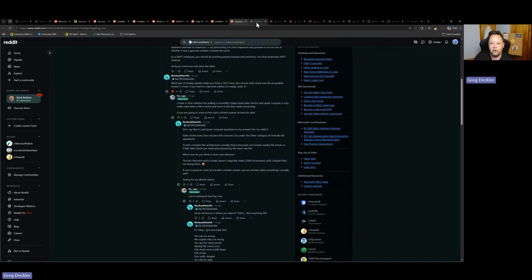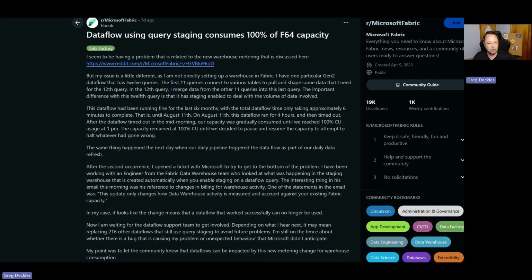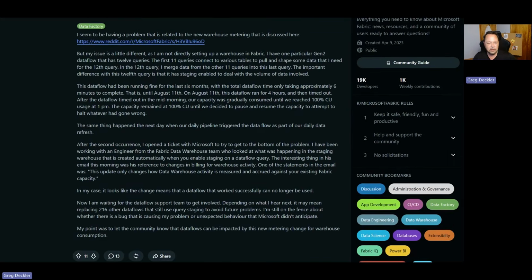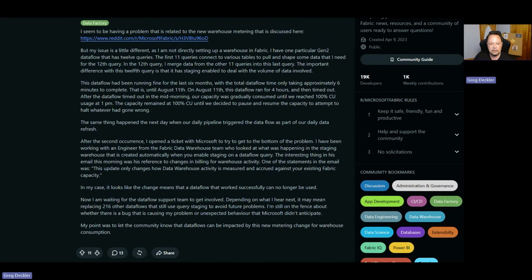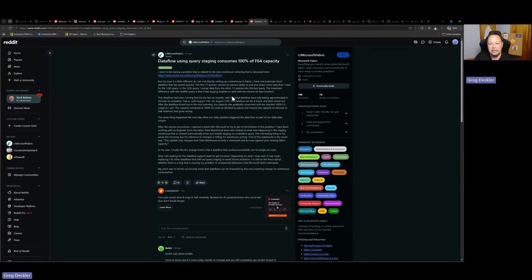Craziness. Dataflow using query staging consumes 100% of F64 capacity. So this is something that just started happening apparently August 11th or 12th or something like that. It was running fine in like 6 minutes, and then all of a sudden on August 11th, it runs for 4 hours and then times out, consumed 100% of their CUs, right? So they're just throttled and all that stuff. So yeah, do not use dataflows. So again, don't use dataflows. They'll just randomly fail.